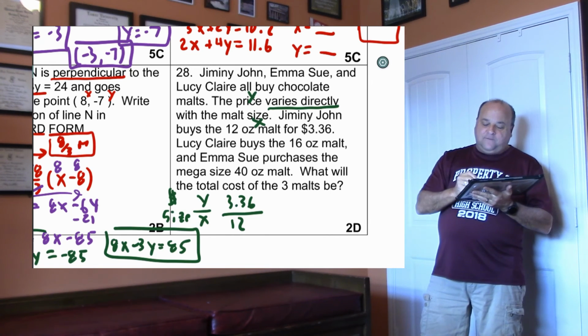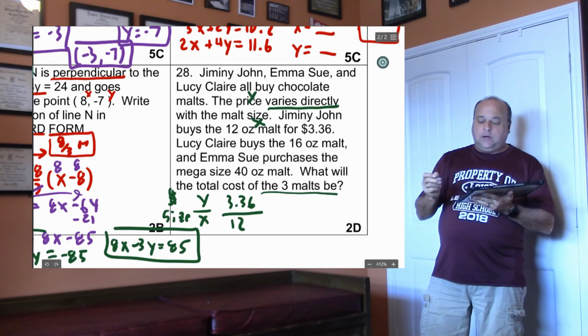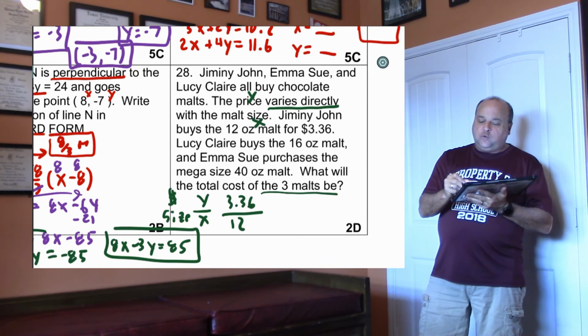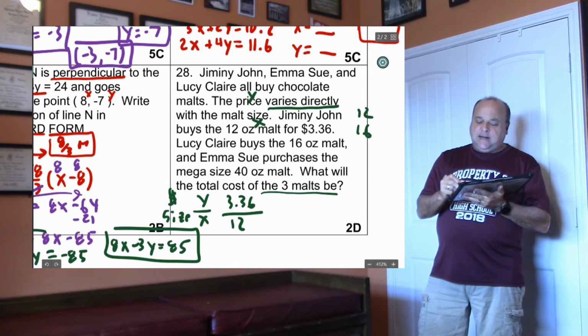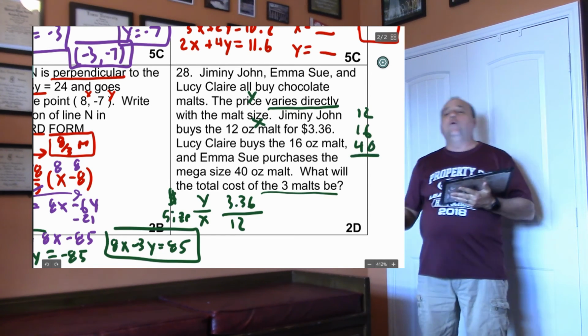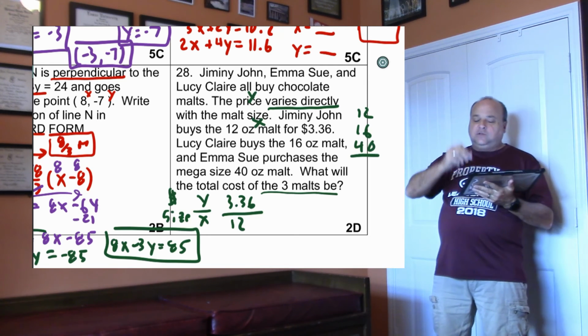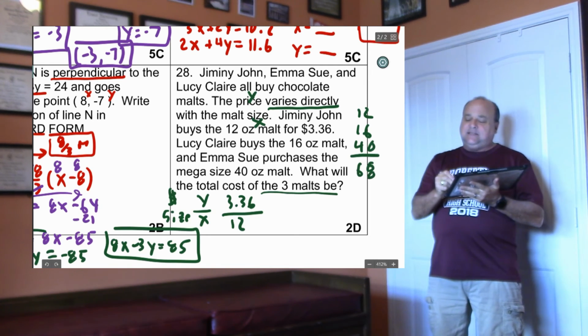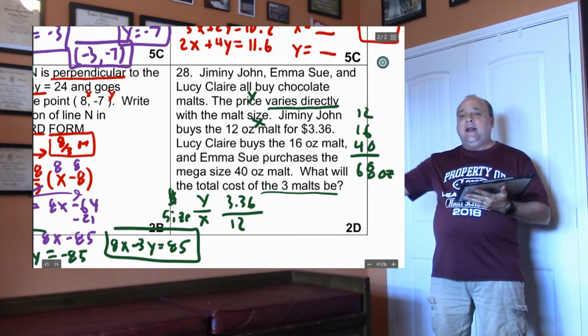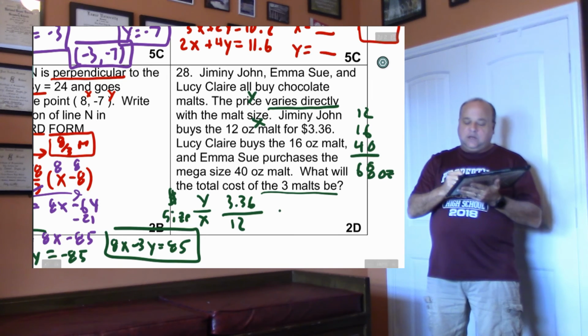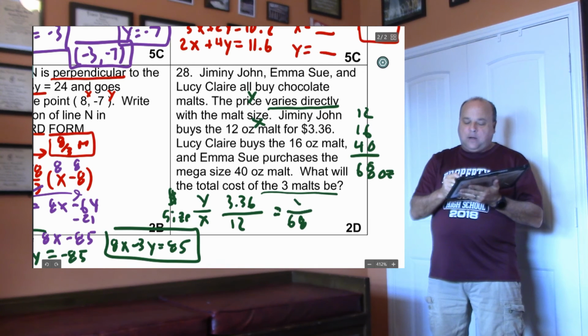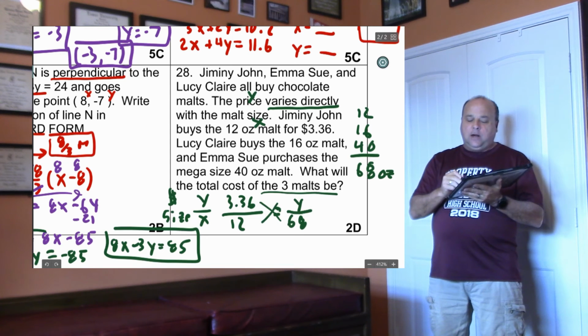Now then, we want to find the total cost of the 3 malts. So we're going to get a 12-ounce malt, a 16-ounce malt, and a mega size 40. If I add those up, 28 plus 40, I'm getting 68 ounces of malt. And I want to know what all that's going to cost. So my malt, my size is on the bottom, and I'm going to put my y right here, aren't I? So I'm going to multiply and divide, aren't I?